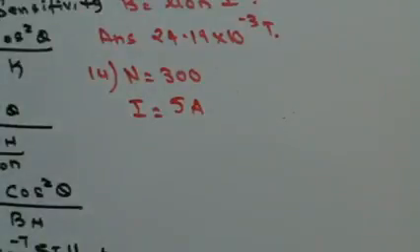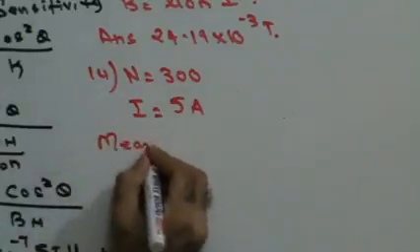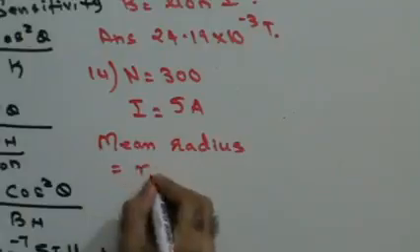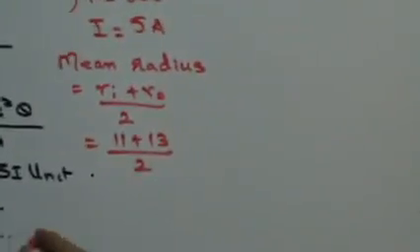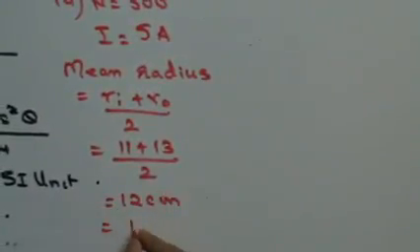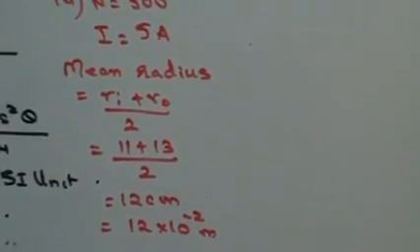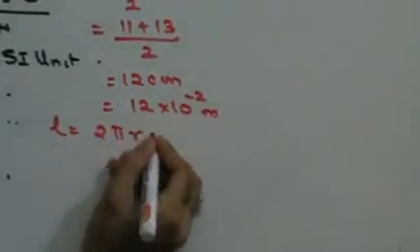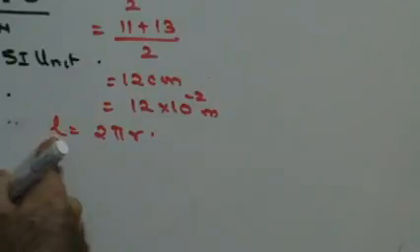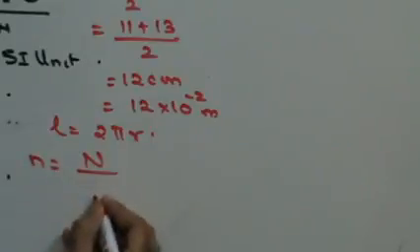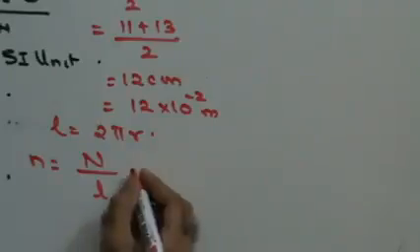Now here guys, they haven't given you the length of the wire. They have given you the inner diameter and the outer diameter. First, let's find out the mean radius. Mean radius will be inner radius plus outer radius divided by 2. The two diameters are 22 and 26, so the radii will be 11 and 13 upon 2. So in that case, you will get the mean radius as 12 centimeters, 12 into 10 raised to minus 2 meters, right? Once I know the radius of the turn, then I can find out the length of the coil. The length of the coil is going to be nothing but the circumference, 2 pi r. Once I know L, I can find out the number of turns per unit length, that is N upon L. N I already know, right?